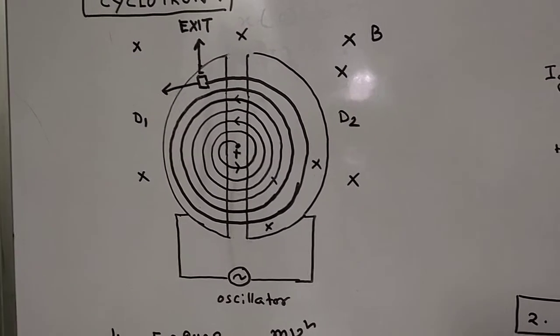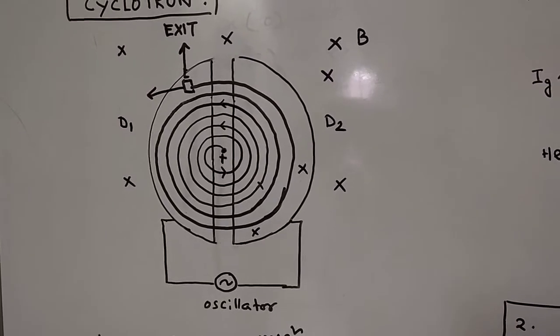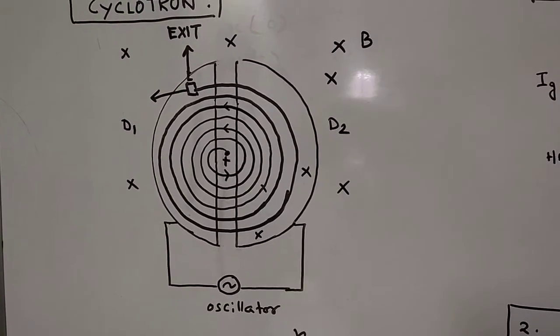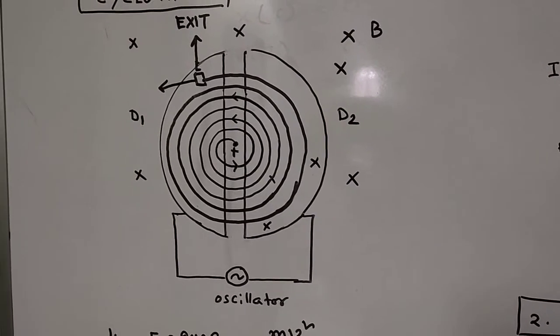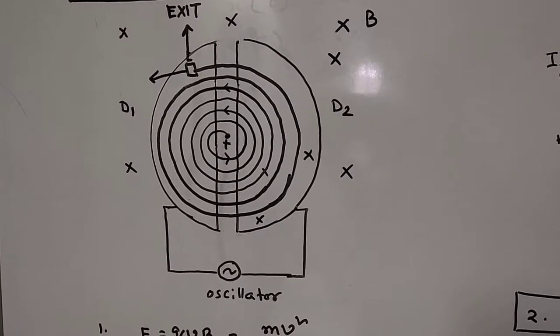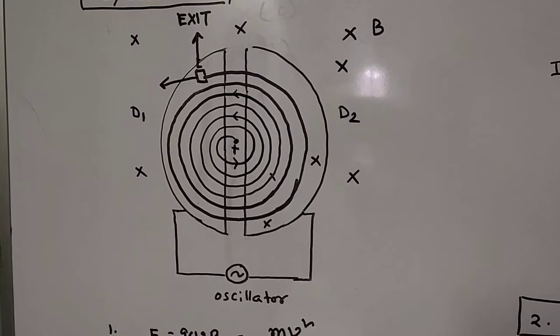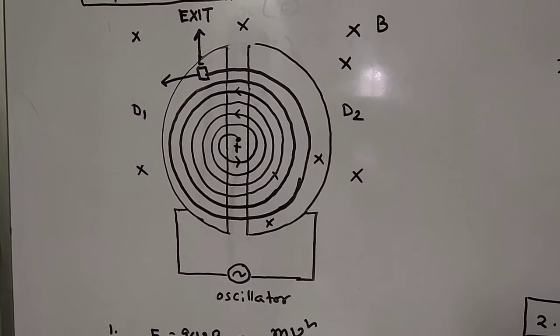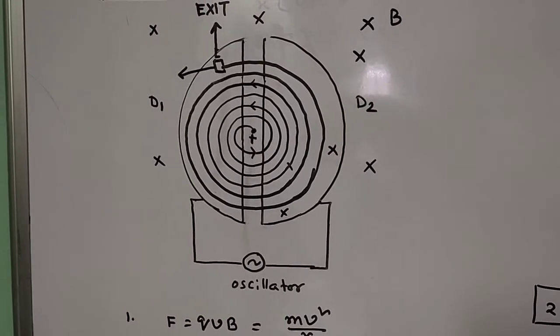Now how it works, you see, the oscillator one time makes D1 at higher potential and D2 at lower potential, and later on again D2 is at lower potential and D1 is at higher potential. So the oscillator will alter the potential.